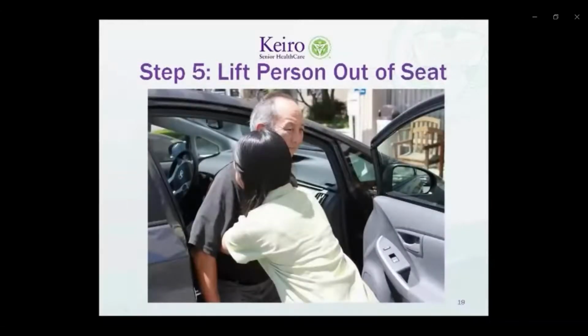Step 5. Move your left arm underneath the care recipient's right armpit with the left hand flat on their back. Then position your right hand on the back of the care recipient's head to prevent contact with the roof. Be sure to keep your knees bent and your back straight as you are lifting. Remember to lift with your legs.